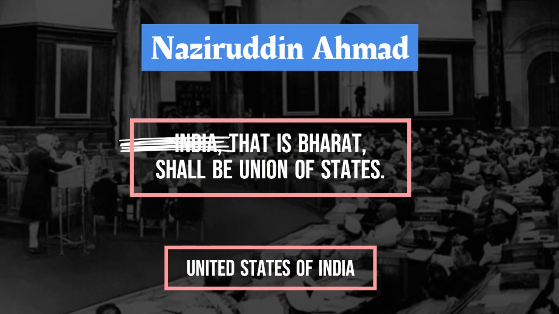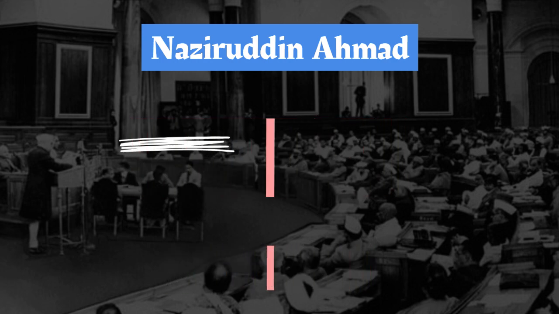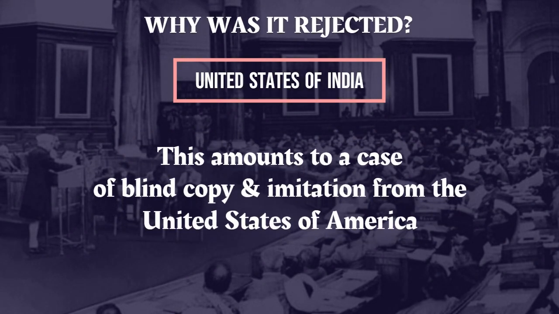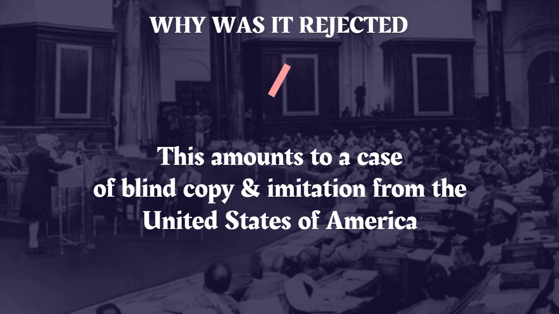Naziruddin moved a motion to state that it is better to call the country the United States of India because he found this to be more dignified. He attempted to validate his motion by stating that we can strike a balance between the East and the West if we adopted this expression. This idea was also rejected because it amounts to a case of imitation of the United States of America.